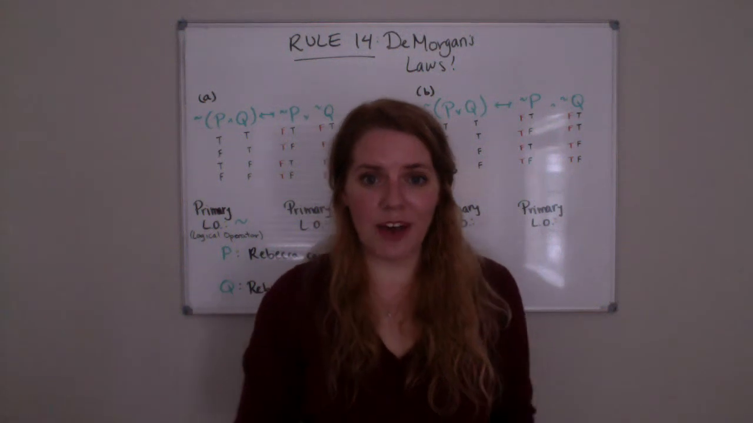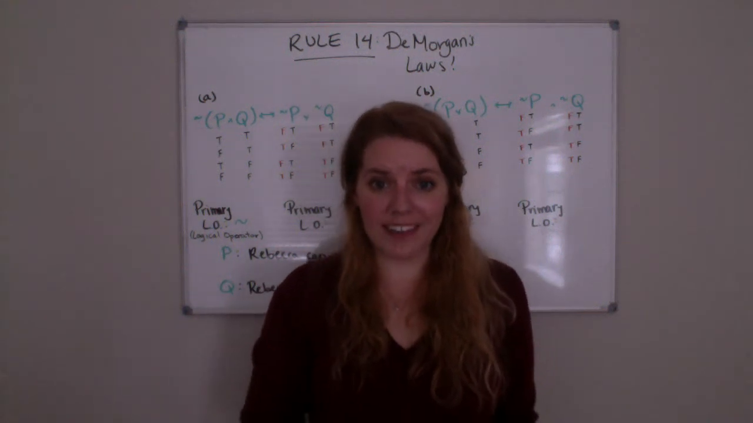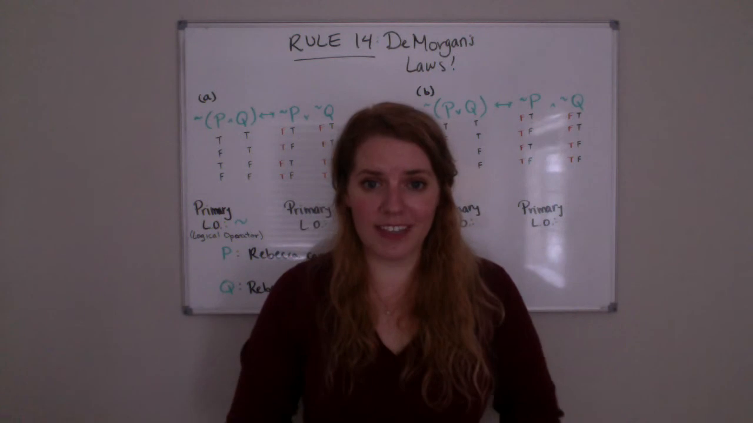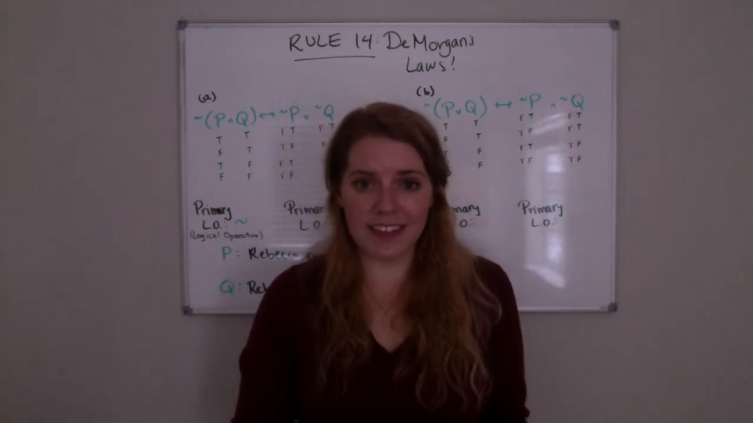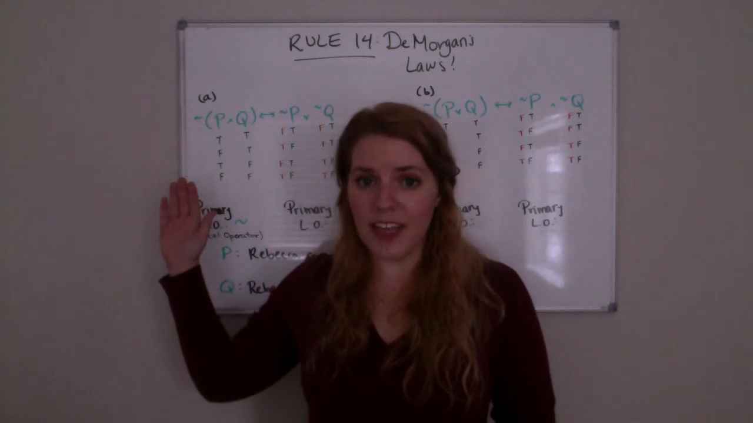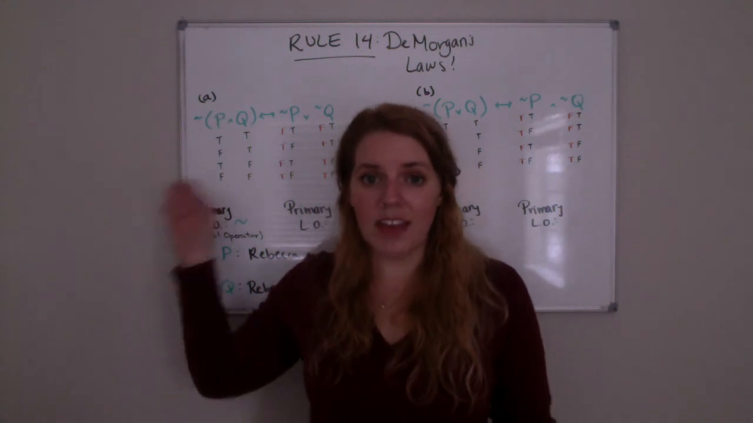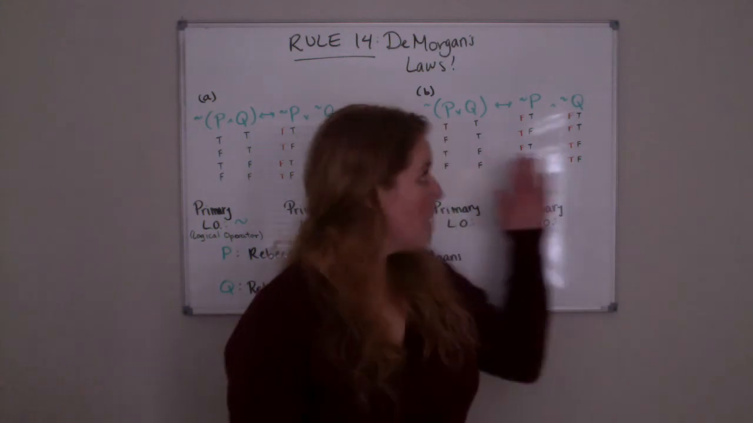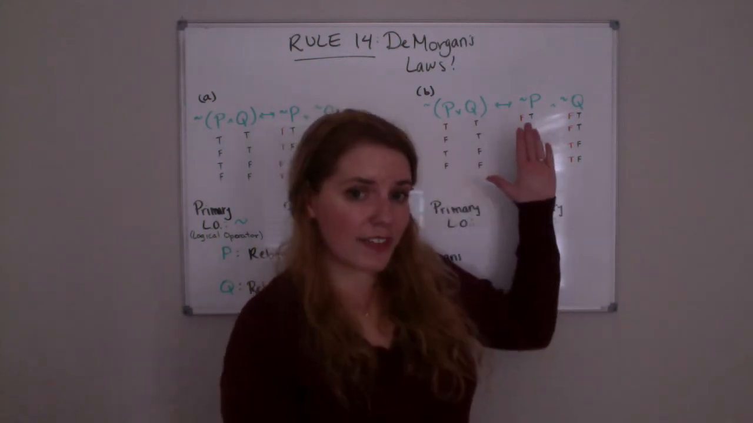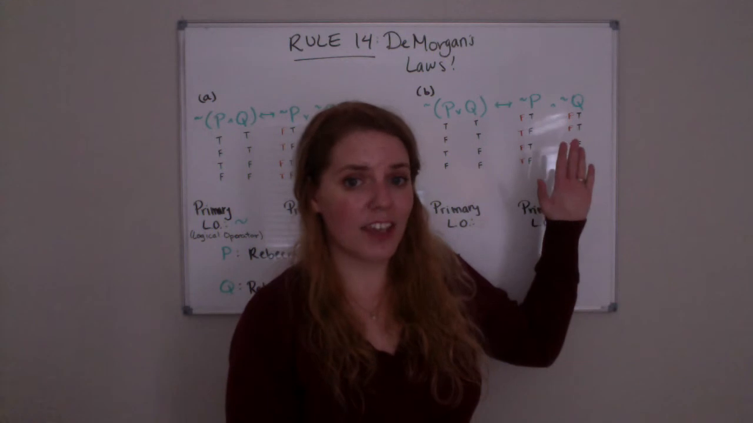This video is about rule number 14, DeMorgan's laws. There's two parts to DeMorgan's laws, or two laws for logical equivalence. The first law tells us that the claim not (P and Q) is logically equivalent to the claim not P or not Q. The second law tells us that the claim not (P or Q) is logically equivalent to the claim not P and not Q.